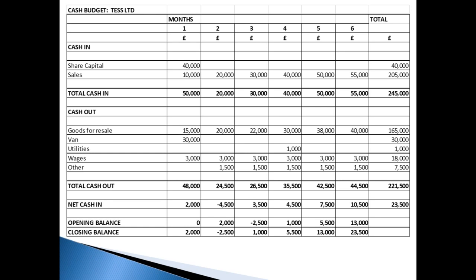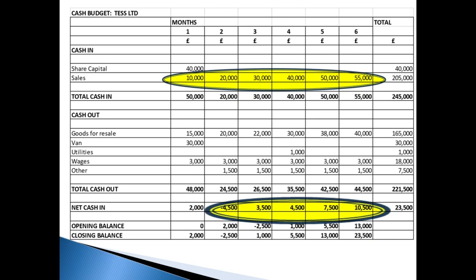Now, is this plan a good one? Well, it's got some good features. The cash from sales keeps going up, and the net cash also goes up once you're starting from month 2. So apart from 1 and 2, it goes up. So that looks good.